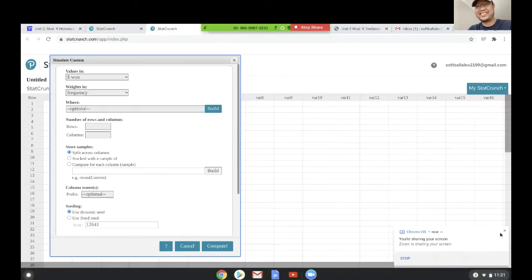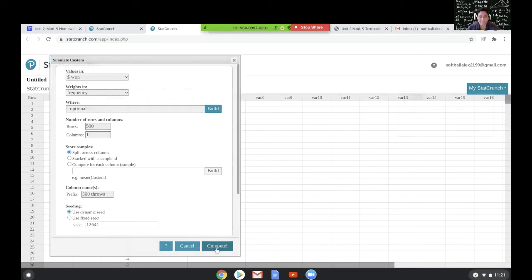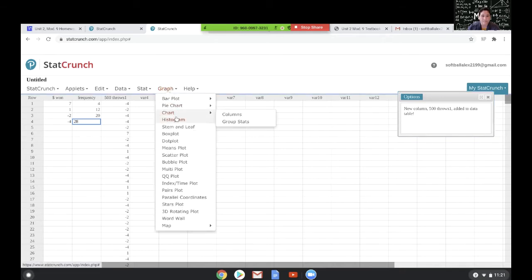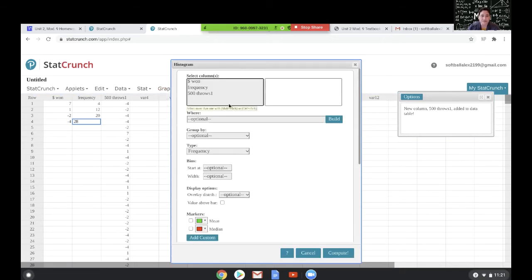Just saying. Okay. So did you simulate the custom? Okay, so money. So in rows, Alexandria, put 500. You want 500 throws of the dart, and then one column there. And then you can label your column name down a little bit. You can name that just 500 throws if you want. Perfect. And now compute. Fantastic. So now you'll go into the graph, get your histogram. And then do the 500 throws.